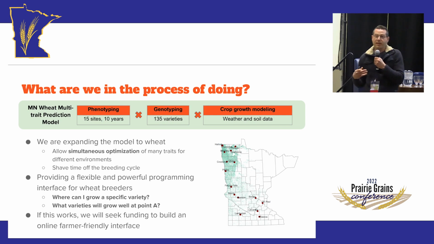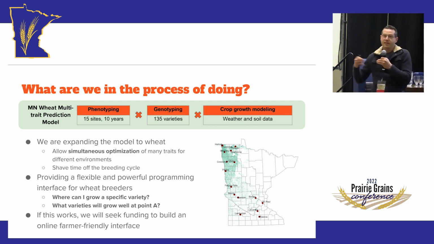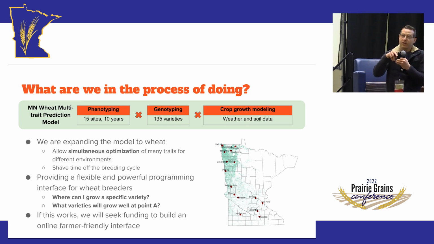Our approach, as I said, is to save time in the breeding cycle. Shaving off time is our initial goal. We want to create some tools first for breeders. Given the funding that we have at this stage, we can create tools that ask the question, hey, what varieties could I grow in this location in Minnesota? Or turn it around and say, what locations could this variety be grown, and grown well, according to the phenotypes I care about?